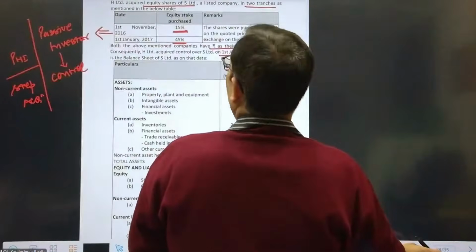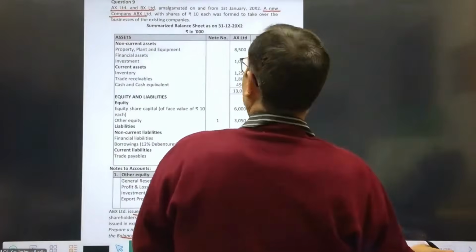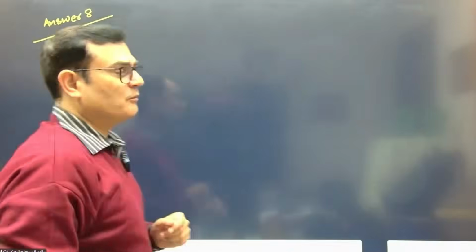So I think let's begin the journey. I am now going to show the answer. So question number 8, let's now work out the answer to question number 8. Of course, this is not a case of common control. They are not related parties. And this is a case of acquisition accounting itself. So let's begin the journey step by step.